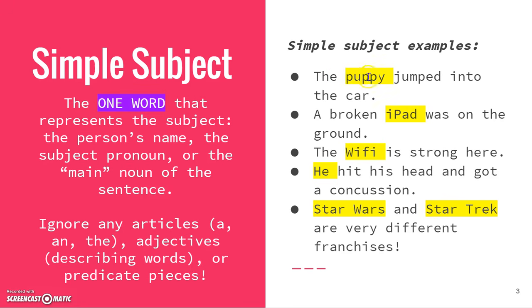So in this case, if we had to pick the simple subject and narrow it down, technically the subject is just puppy. Or in this sentence, iPad, Wi-Fi, he. And in this sentence, we actually have two of them, two simple subjects, so we will list both, Star Wars and Star Trek. This same simple concept applies to predicates too.